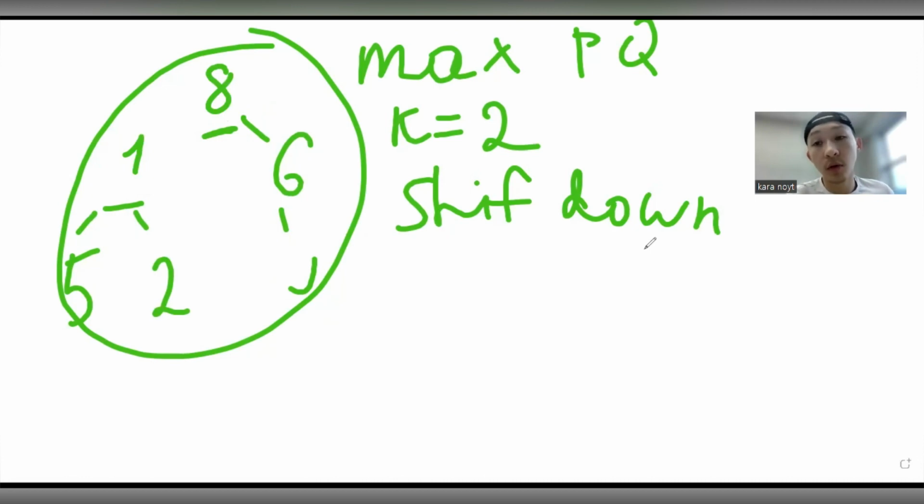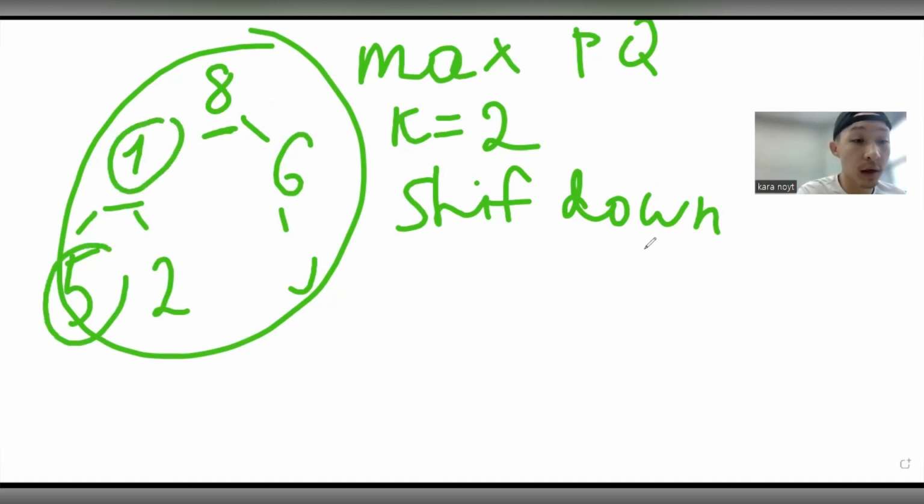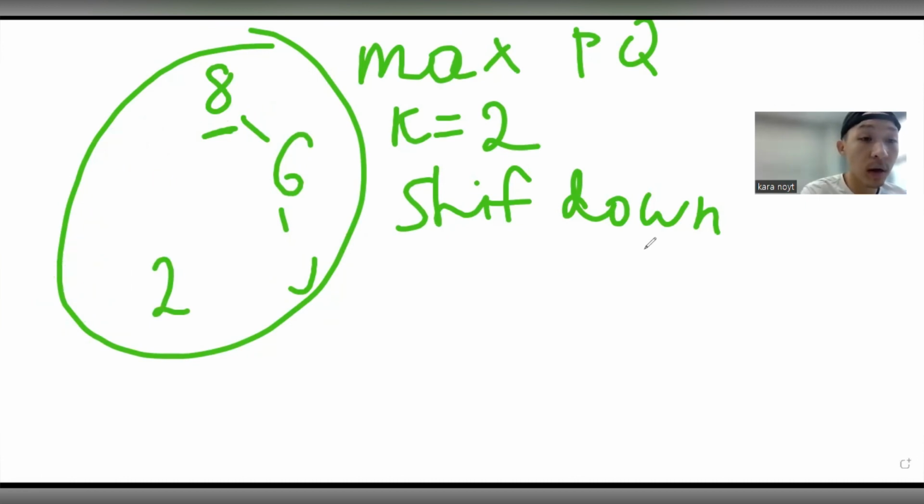Secondly, we will also check 1 with 5. Like we are shifting down until it's equal to or more than the elements that we are checking. So here we also swap 1 with 5, the 1 and the 5.